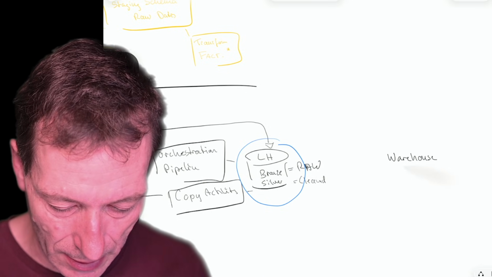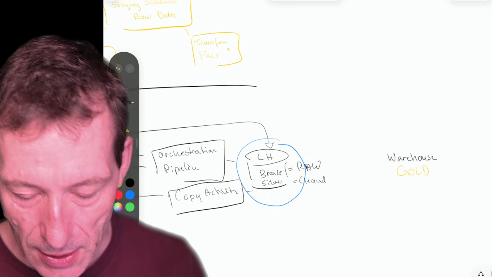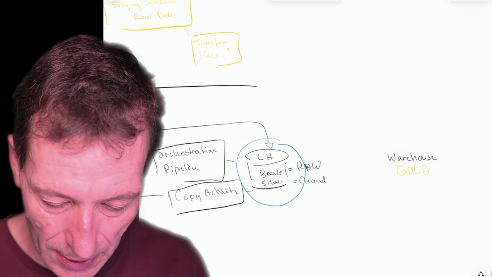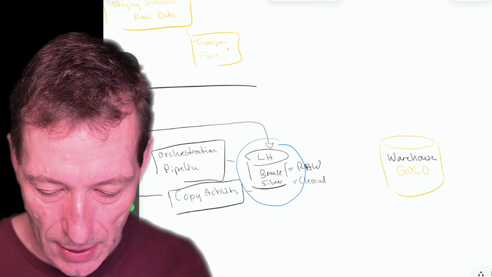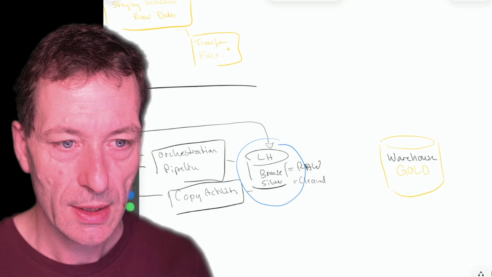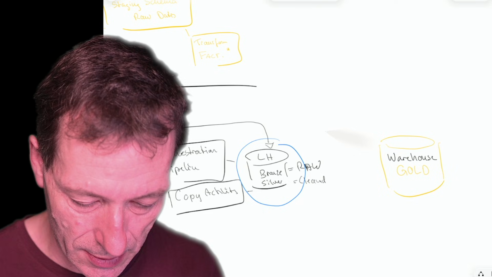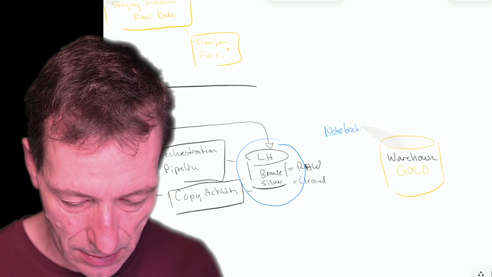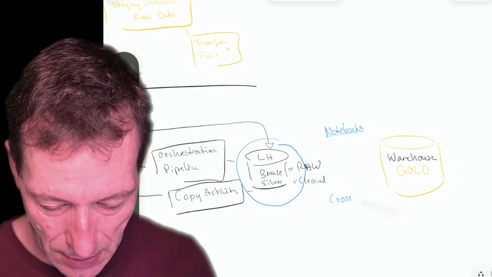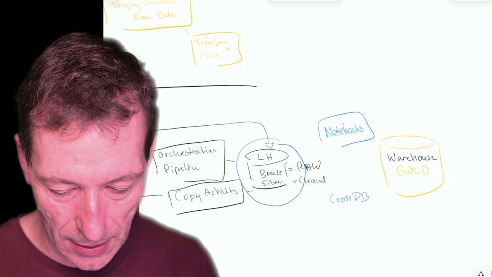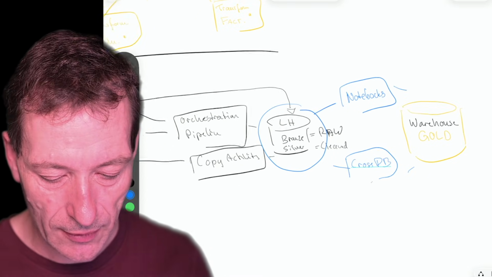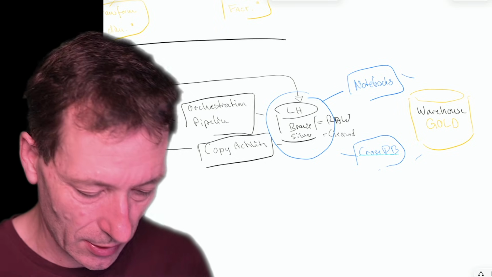Warehouse is your gold layer. Gold means ready for reporting, ready for data products, ready for data mesh. However you name it, it's ready. It's a final data product. And you could use some processing like notebooks with complex logic, or you could simply use cross DB calls for just getting the data from silver to gold. It depends on your data quality, but finally everything ends up in your data warehouse.